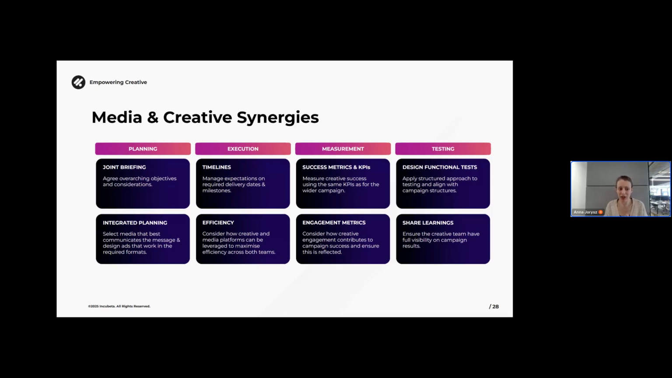And then again, I'll finish on what is hopefully another obvious point, but making sure the creative team have access to all the learnings from the campaign, that they're not just there in the planning and then kept out of the loop of how the campaign went, making sure that's all being fed back and used for future campaigns.